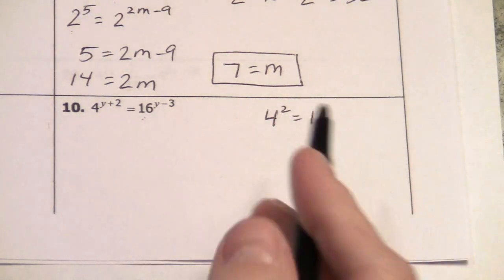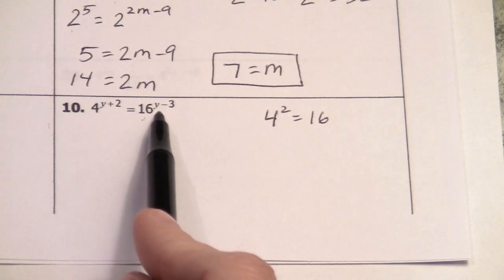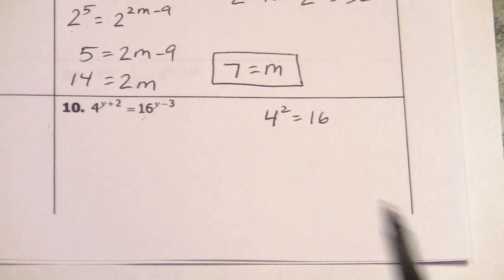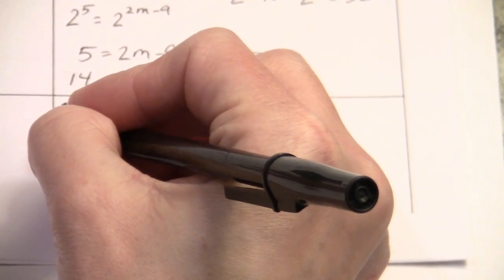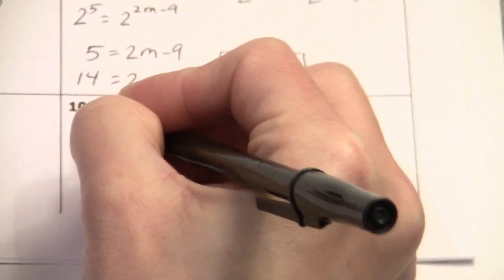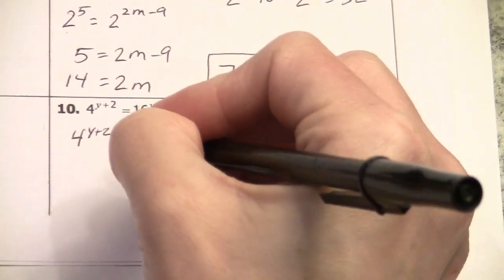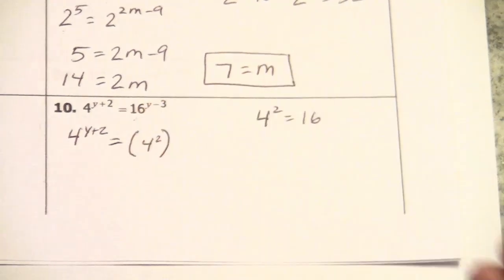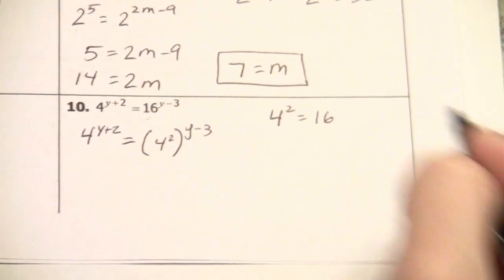We're going to change this. It's a little bit different though, because this 16 is not alone. It already has a power of y minus 3. So the first term doesn't change. We're going to keep that as 4 to the y plus 2 power equal to this 16 is 4 squared, still to the y minus 3.